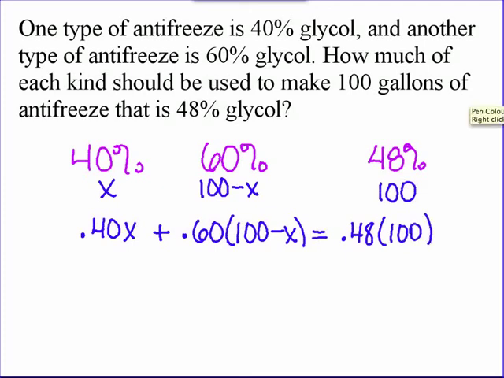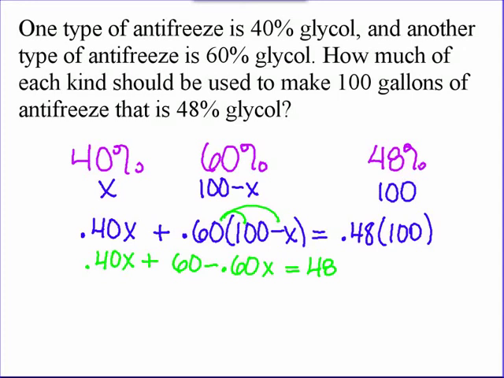Don't worry, we're going to have another one if things aren't quite clear. We've got another example like this. So I have 0.40x plus, what do you do with the 0.6 here? Distribute. So what is 0.60 times 100? 60. 60 minus 0.60x, and what's it going to equal? 48.